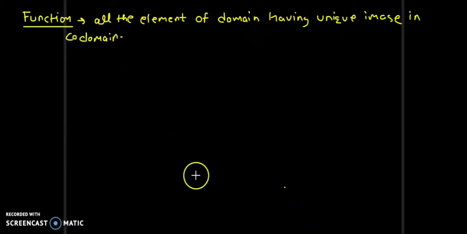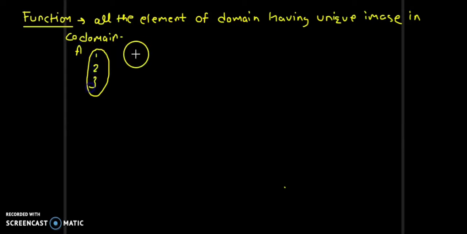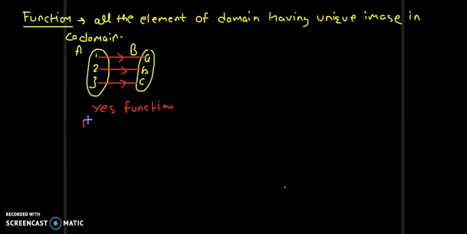This can also be understood by an arrow diagram. Suppose you have set A with 1, 2, 3 and set B with a, b, c. If 1 is related to a, 2 related to b, 3 related to c, meaning all the elements of domain 1, 2, 3 have a unique image in B, then this is called a function. f: A to B is a function.